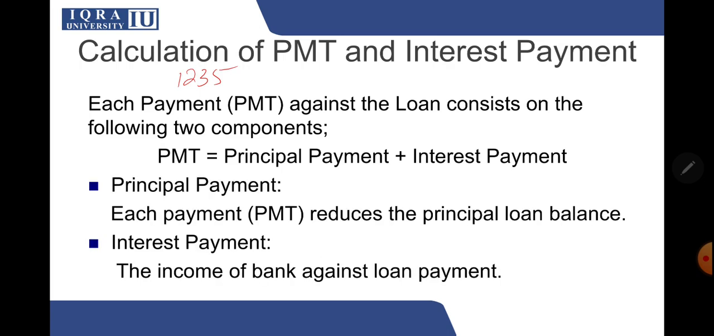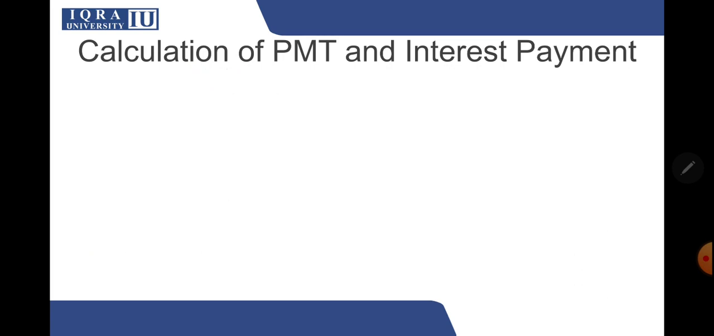So what is the principal? It is the part of each payment that reduces the principal loan balance, and the interest payment is the income of the bank against the loan. So like I already said, you have to return that 4,000 loan, but you also have to pay interest on top of it. So you will pay more than 4,000 in reality.